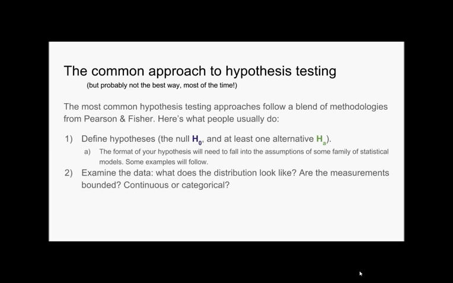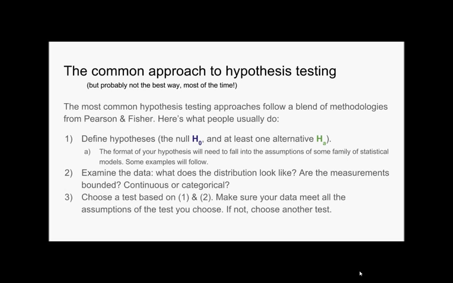Then people will examine their data, they'll probably plot it, they'll maybe look at the distribution, and they'll say my measurements are continuous or categorical, or define a bunch of things about it. Then they'll choose a test based on number 1 and 2. And they'll probably check to see if their data roughly meets the assumptions of the test they chose, and if not, they'd choose another test. And then they calculate a p-value based on that test.